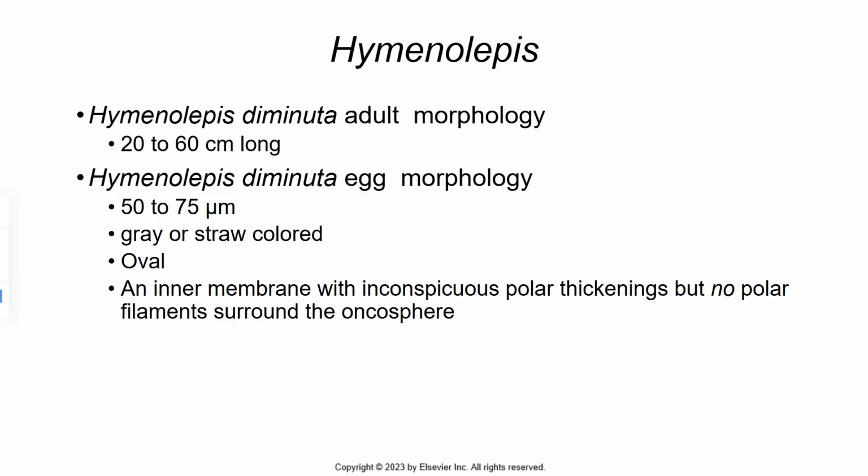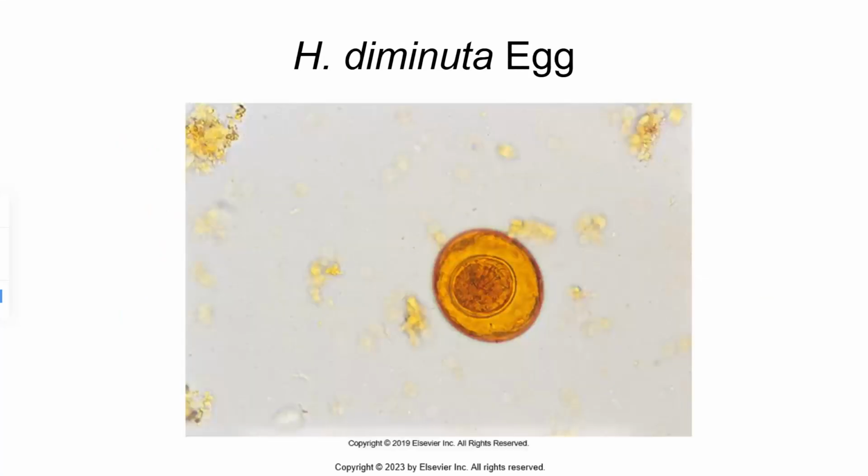Hymenolepis diminuta, 20 to 60 centimeters long. Morphology of the egg: it's a little bit larger, gray or straw colored, oval. And this is what that looks like.